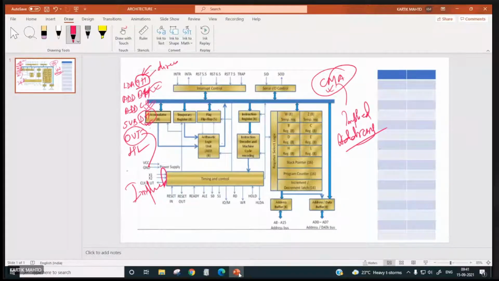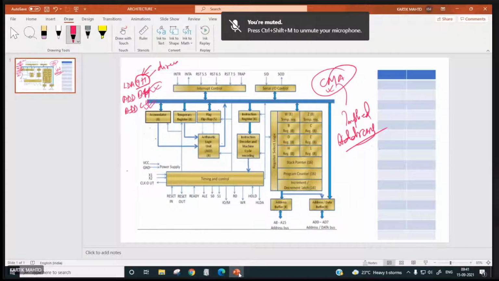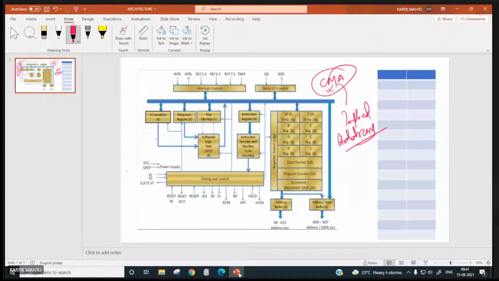So one question was there. In the quiz it was there, no? So implied and direct addressing modes were available in the SAP-1 system.